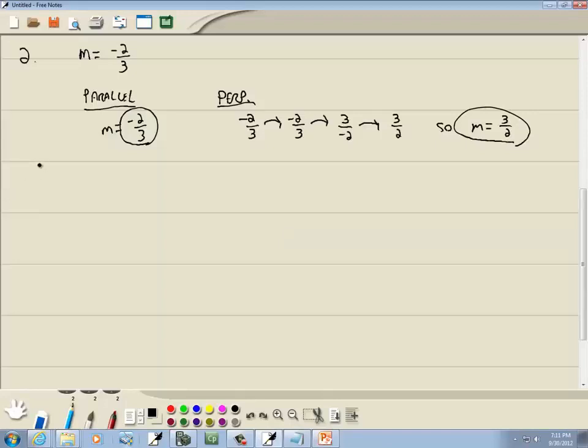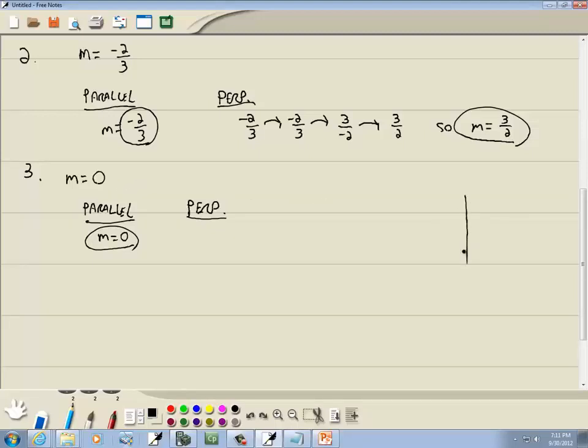Now this next one's an oddball case. We've got m is equal to 0. Okay. For a parallel, that's easy. The slope's the same. Perpendicular is not so easy. You can't think of the oddball cases in the same sense. Remember, your two oddball cases are m is equal to 0, which is a horizontal line, and m is undefined, which is a vertical line.